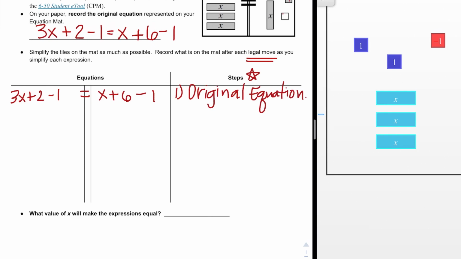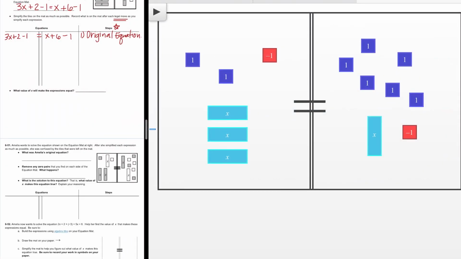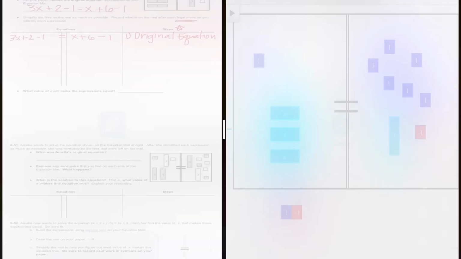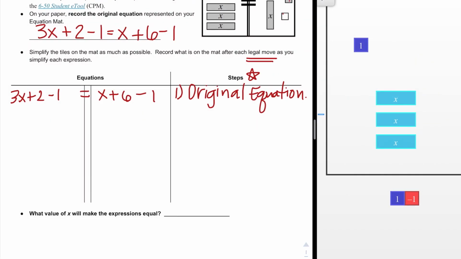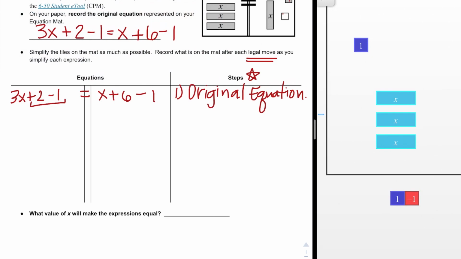Now I'm going to slide this over so we can start making zeros. That is the first legal move that you can make: make zero pairs. So I'm going to make zero pairs right there. That's 1 zero pair on the left, and I'm left with 3x and a 1. So I'm going to go back here. I can make a zero pair right there, and I can get 1 positive left over, with 3 x's that are still positive.